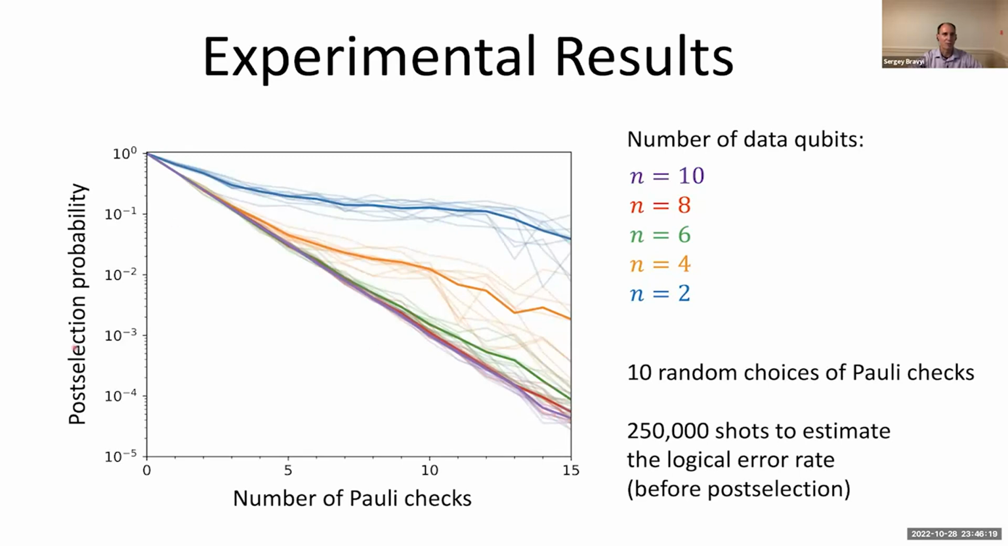And here I show the post-selection probability for the same experiment. So in the worst case, when we do 15 Pauli checks, we post-select only one shot out of 10,000 or 20,000 shots.